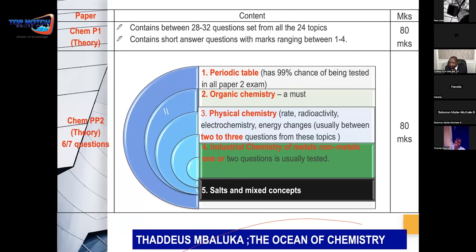Physical chemistry encompasses those topics of rate, radioactivity, electrochemistry, and energy changes. These are 4 topics. And usually we're going to have 2 to 3 questions from these topics in paper two. Last year, we had a funny scenario whereby one topic, electrochemistry, was tested twice. We had 2 questions from the same topic, and then the other one from rate. So these are very important areas. Again, remember, these are 4 topics.